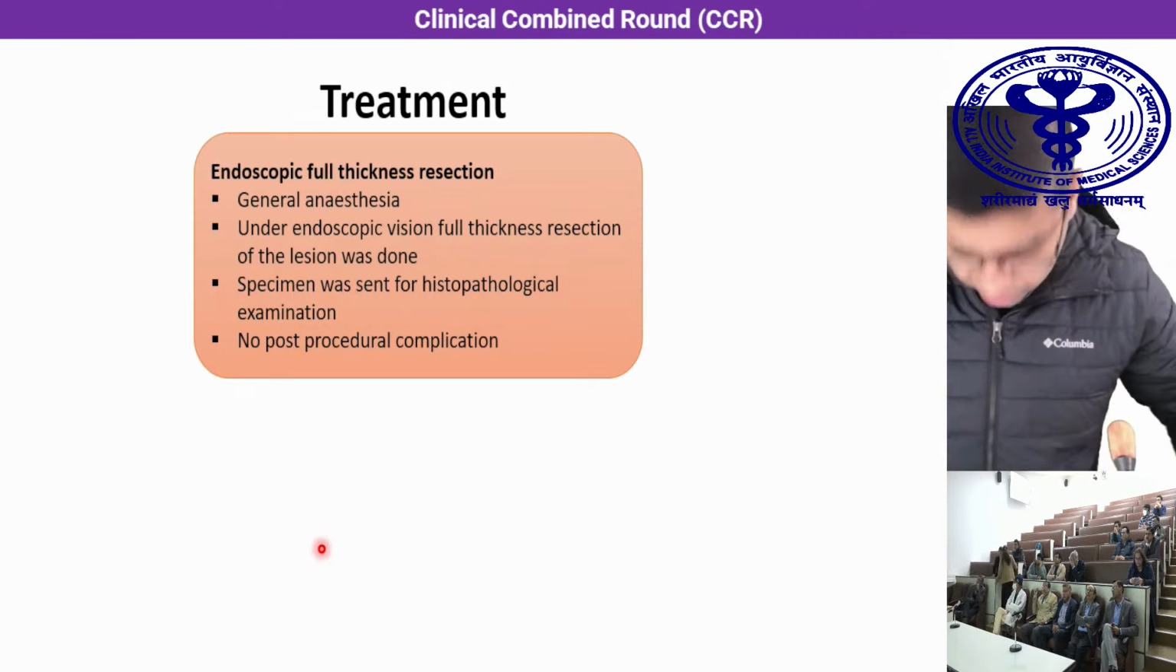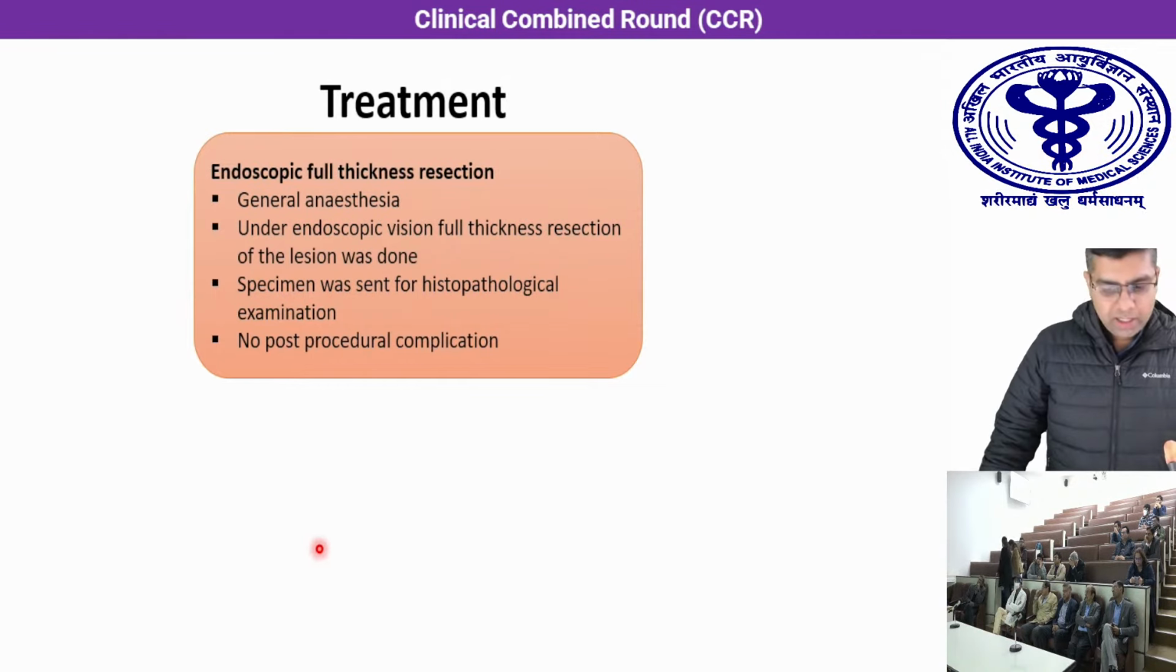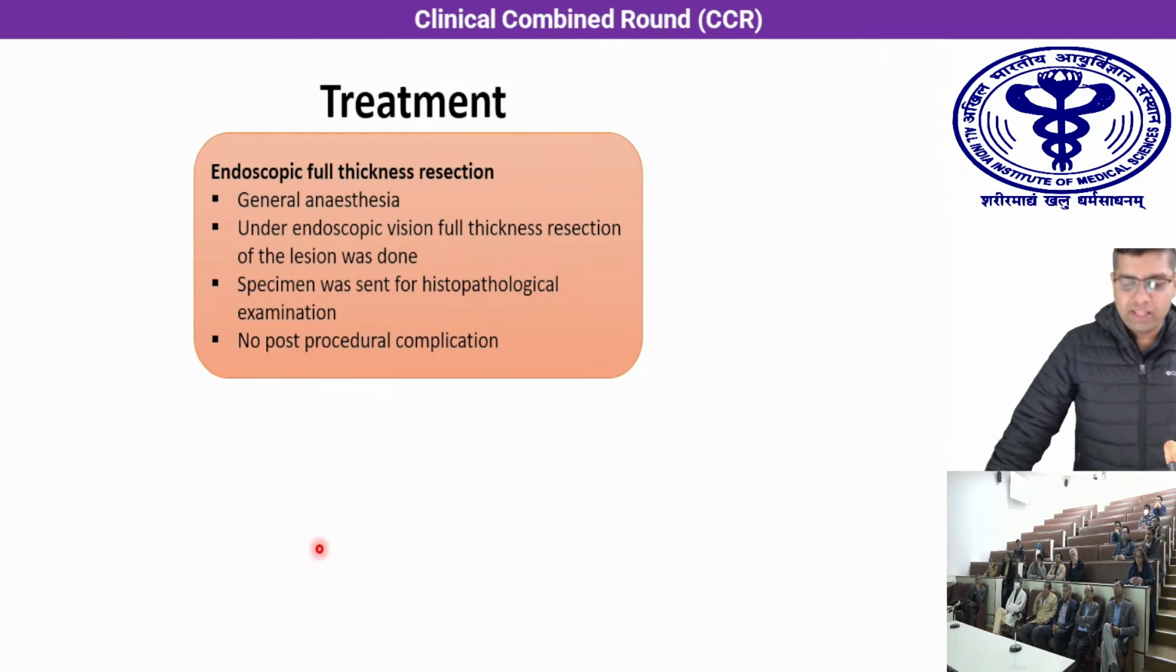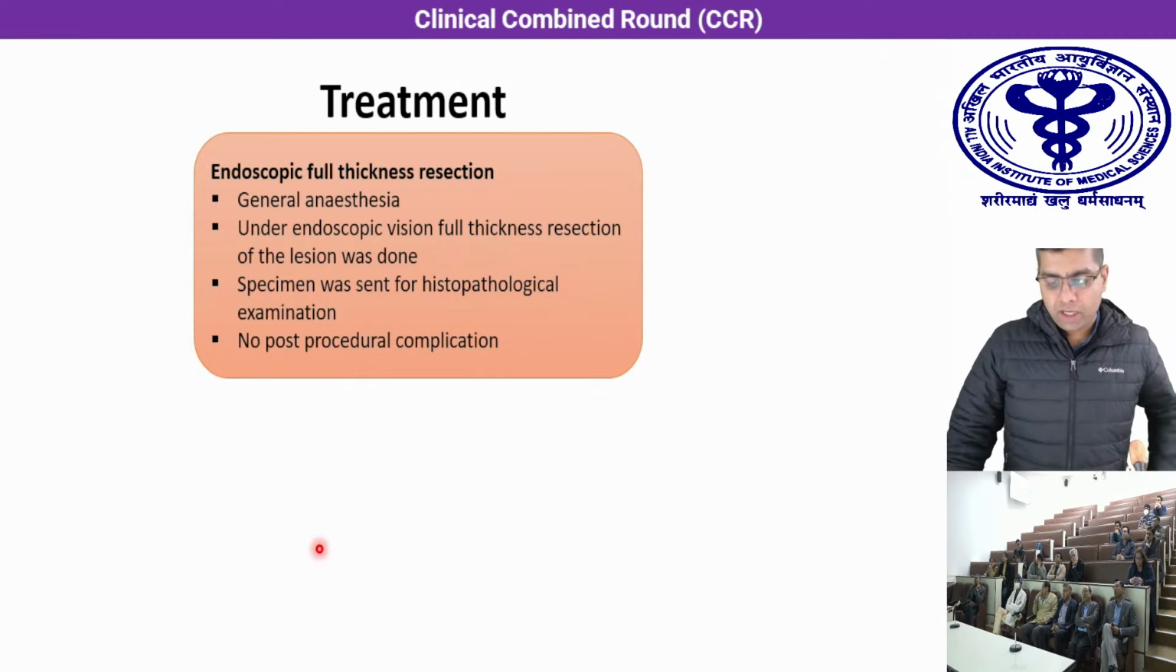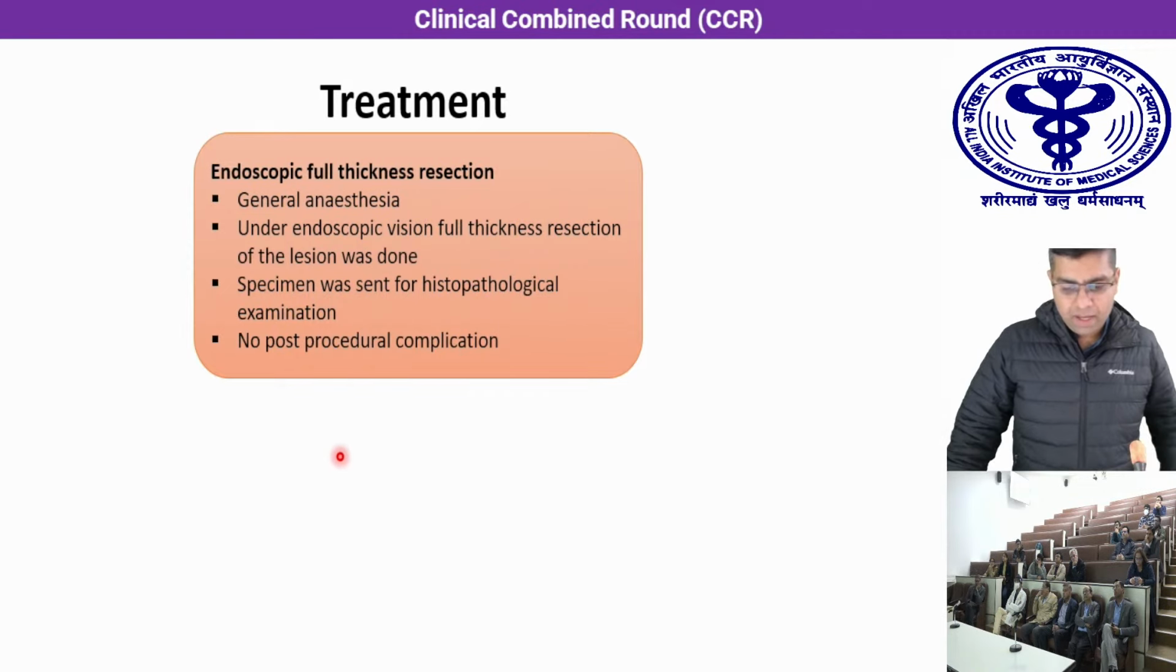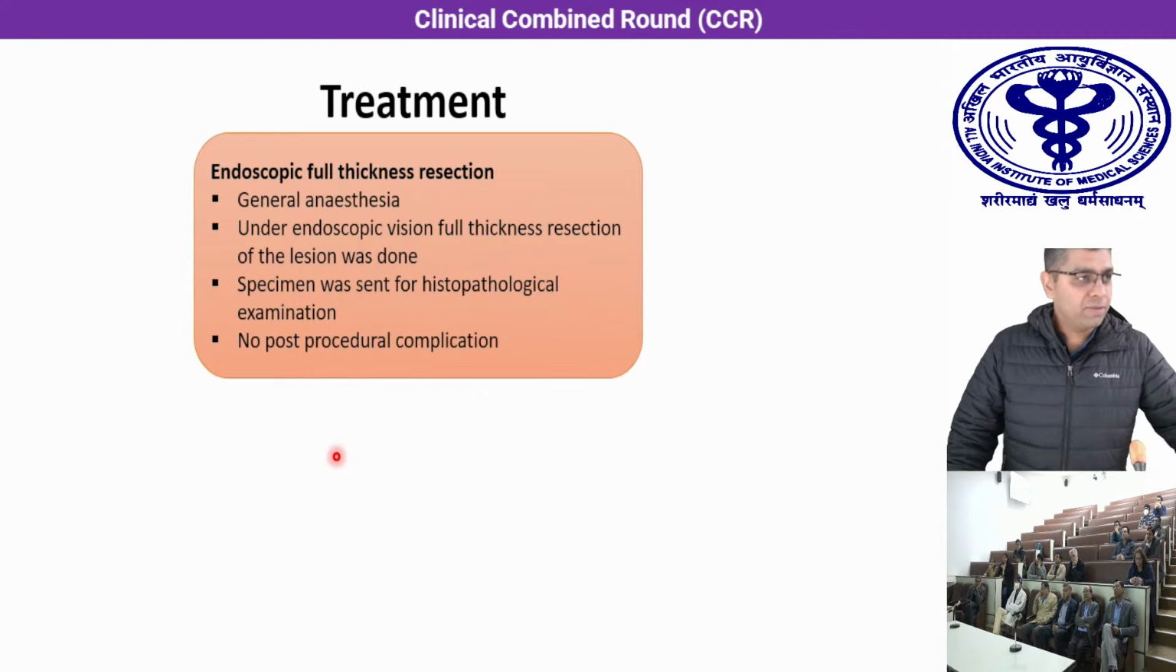Thank you, Dr. Bodhi and Dr. Shreya. So with the known diagnosis of duodenal neuroendocrine tumor here, we went ahead with endoscopic full thickness resection, which was done under general anesthesia, and the specimen was sent for histopathological confirmation. There were no post-procedural complications.